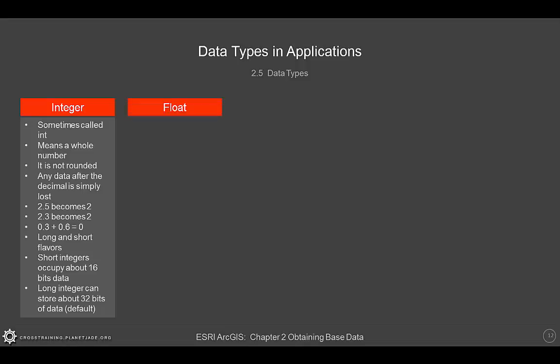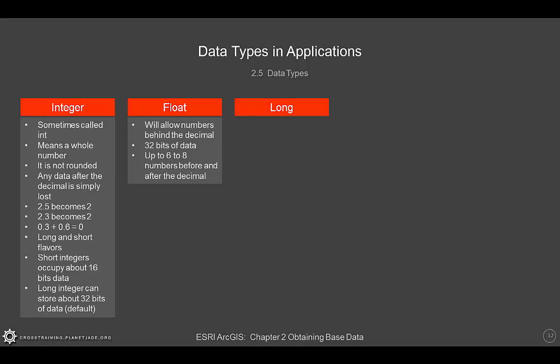The second data type that you can come across may be something called float. This will allow numbers to occur behind the decimal. And just like the integer can occupy up to 32 bits of data, it can have up to 6 to 8 characters before and after the decimal point. The next type you might hear is something called a long. A long will hold 64 bits of data, so somewhat similar to the float, but you can hold a lot more data in there. And it has a lot more arithmetic operations associated with it compared to, say, the double.